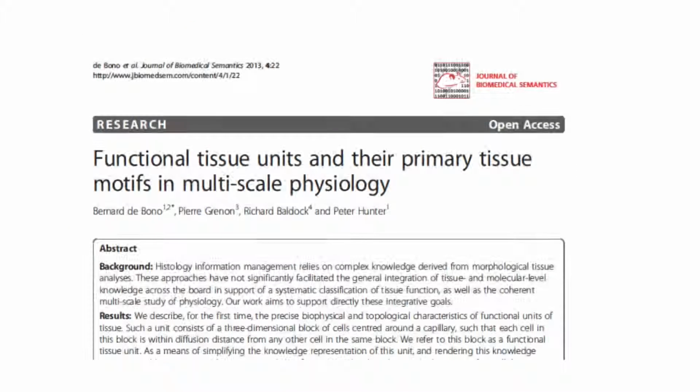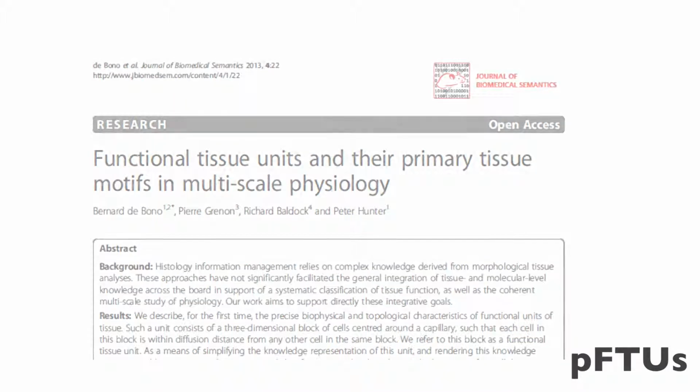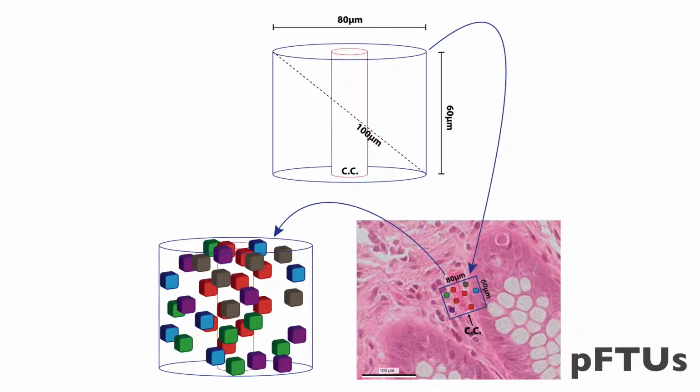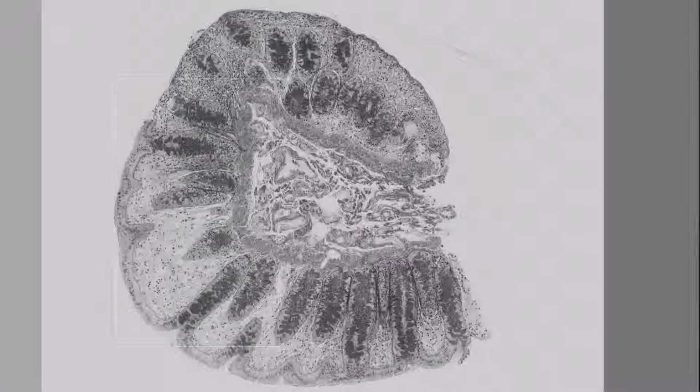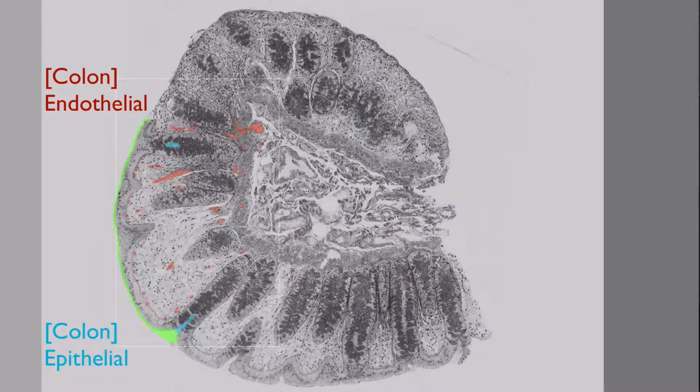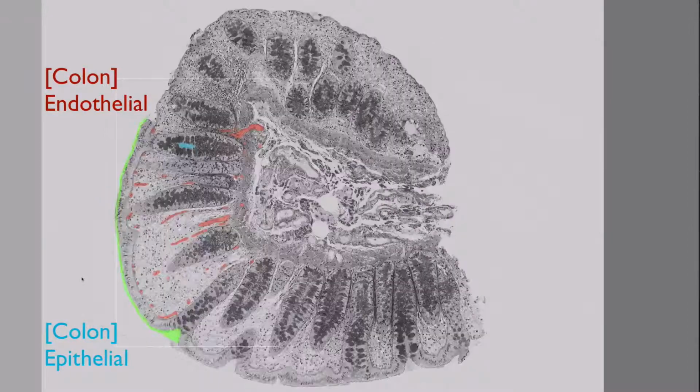In order to describe these routes, we generate tissue parcellations from three-dimensional histology images known as primary functional tissue units, or PFTUs. Geometrically, a PFTU consists of a cylindrical diffusive field with an 80 micron diameter and 60 micron length. The long axis of this field is aligned on a central advective conduit, such as an epithelial or endothelial vessel.